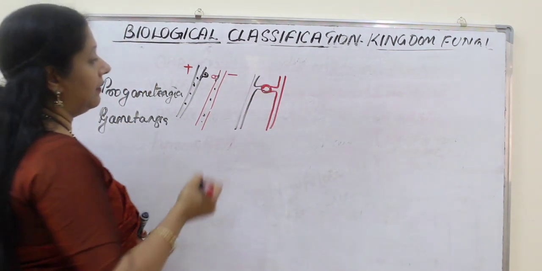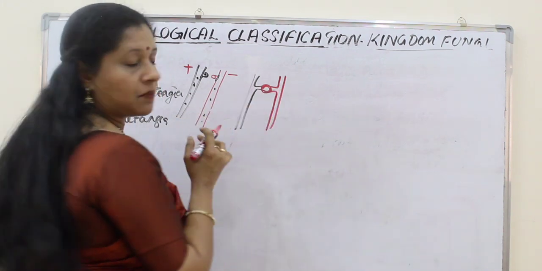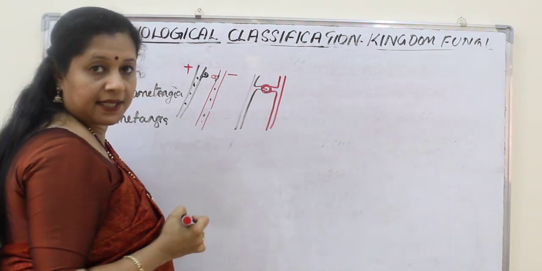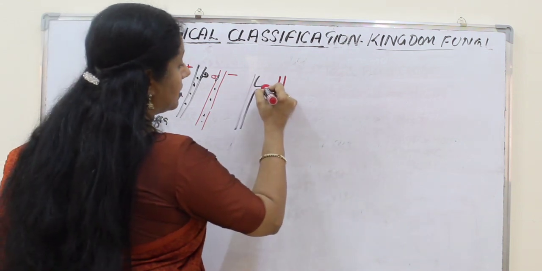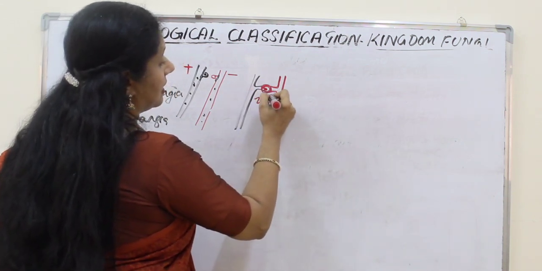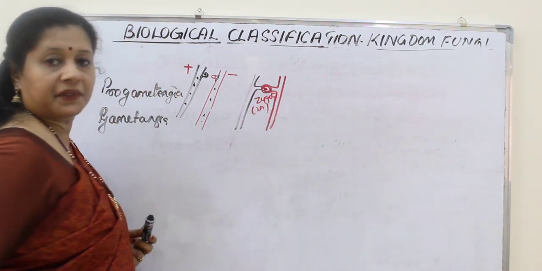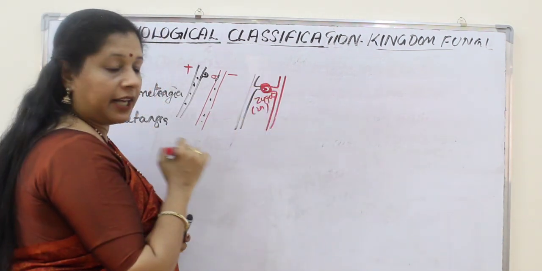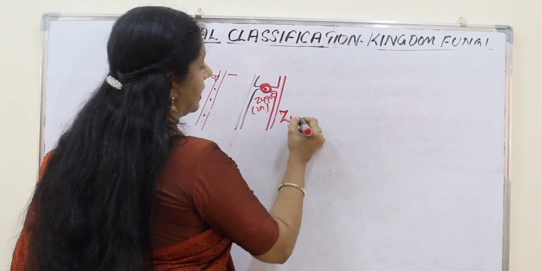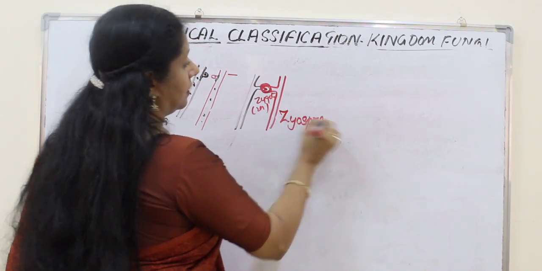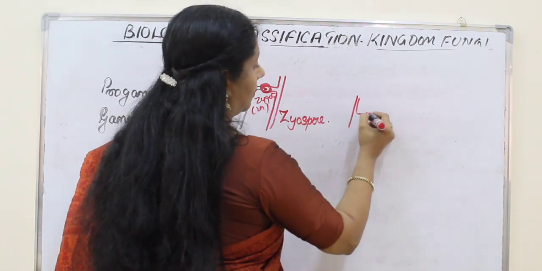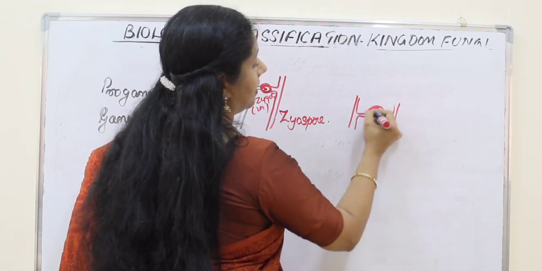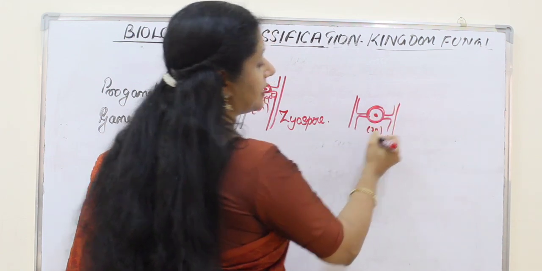When they fuse, as I told already, first a plasmogamy, fusion of the protoplasm, which results in a dikaryon stage. The nuclei of the dikaryon will fuse to form a zygote, which is diploid. Now what happens? The zygote will make a thick wall around it. Then we call it a zygospore. Now I am drawing it a little down here. Suppose this is the zygospore from both of these. This zygospore has a diploid nucleus.